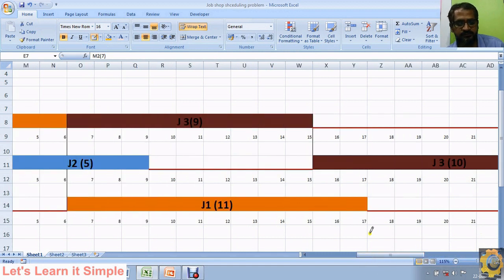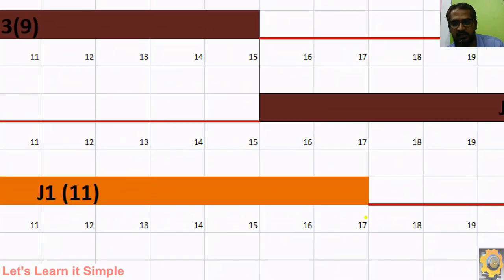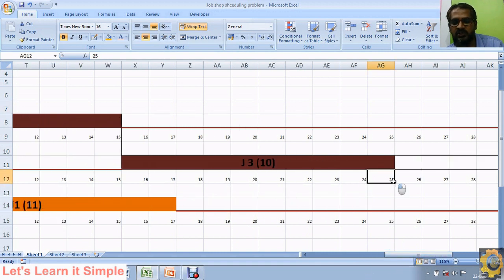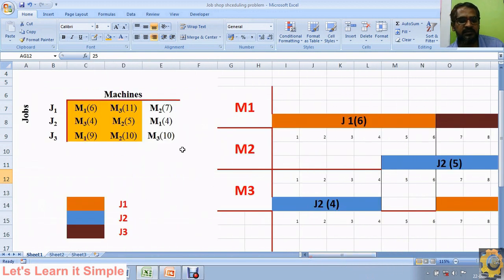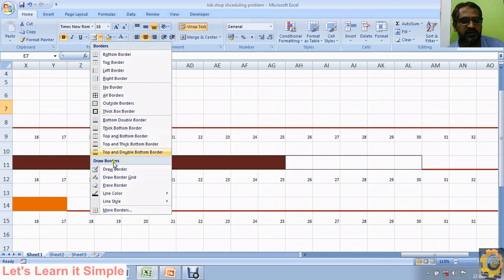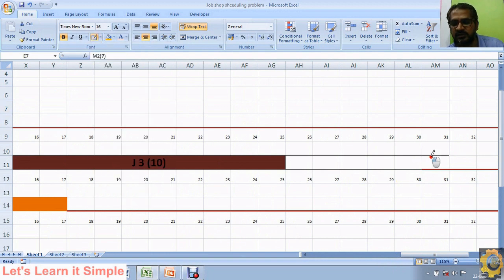Job 1 is ready to be processed here. At the 17th minute, it needs to go to machine 2. But machine 2 is already being processed, therefore I cannot allow that one. So till 25. After 25, I can admit the first job on machine 2 with a time unit of 7. So 25 plus 7, it will be 32.